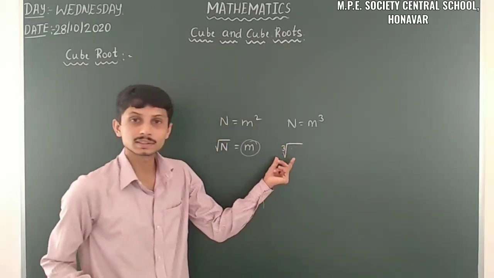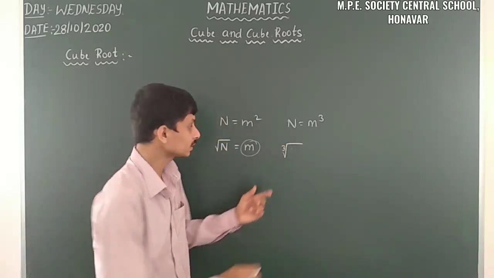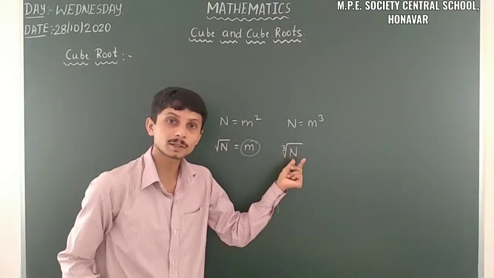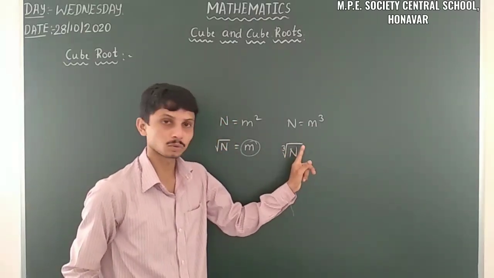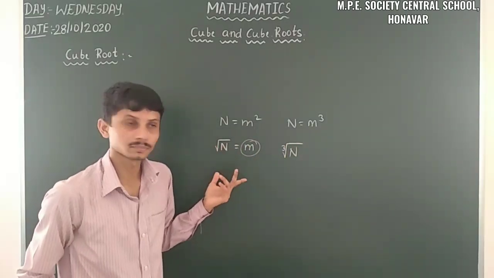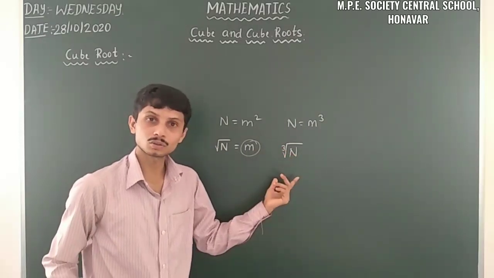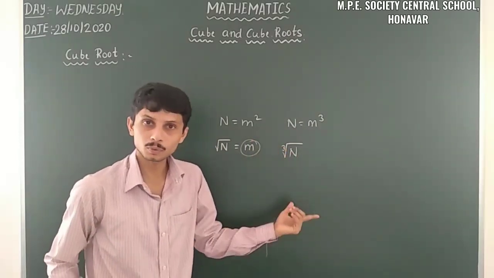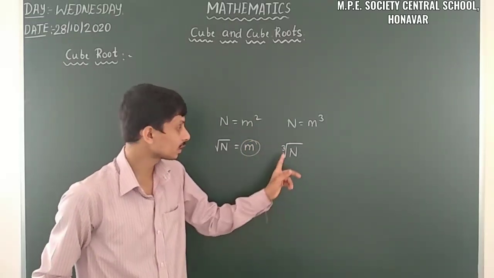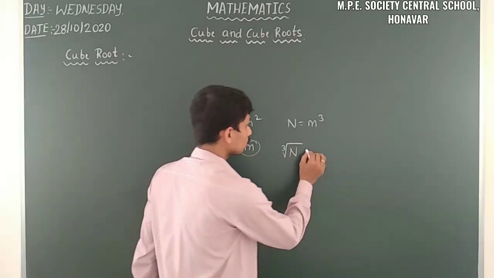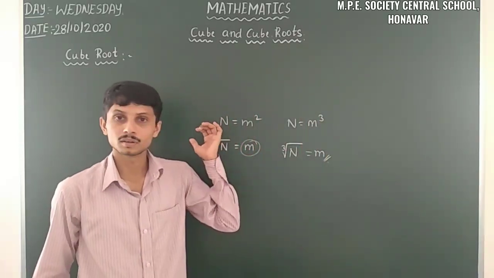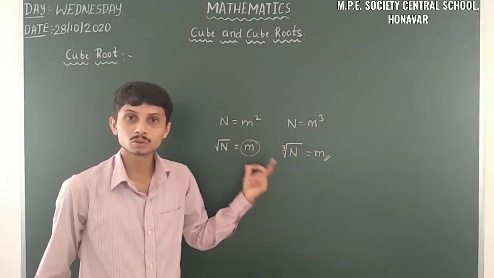Here we have the symbolic representation of cube root, where inside we have to write the perfect cube. So it is cube root. Here it is a square root. There is no number here, it means square root. When we have 3 here, it's a cube root. When we have 4 here, it's a fourth root. When we have 5 here, fifth root. Likewise, here the cube root of n is equal to m. Here m is the cube root of n.